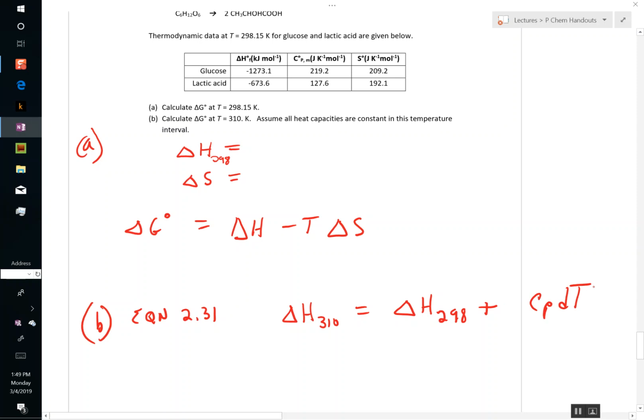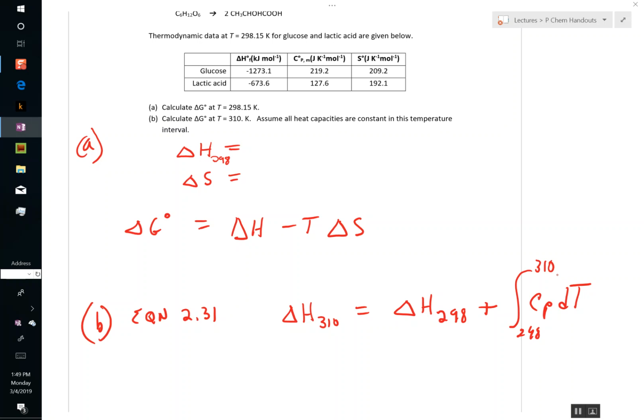You'd have to get the change in CP going from glucose to lactic acid, and the change in temperature. Oh, we want this change in CP? Yeah, so you're integrating this from 298. Well, heat capacities are constant, so why would we be integrating? Yeah, if we're assuming stuff's constant. Well, what isn't constant are the materials. The two materials are changing. They each have a different CP.